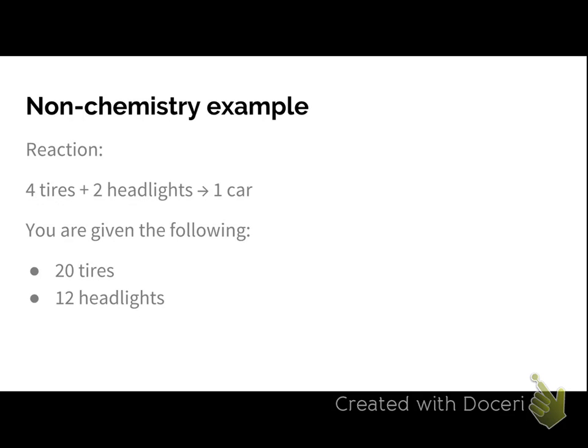We need to determine the limiting reactant in our problem. Remember, our reactants are the tires and the headlights. So with 20 tires, how many cars can I make? Well, that's going to give me 5 cars, right? Because I have 4 tires per car. 12 headlights is going to give me 6 cars. So what's going to happen here is one of these limits how much product I can make. It's going to be the tires.